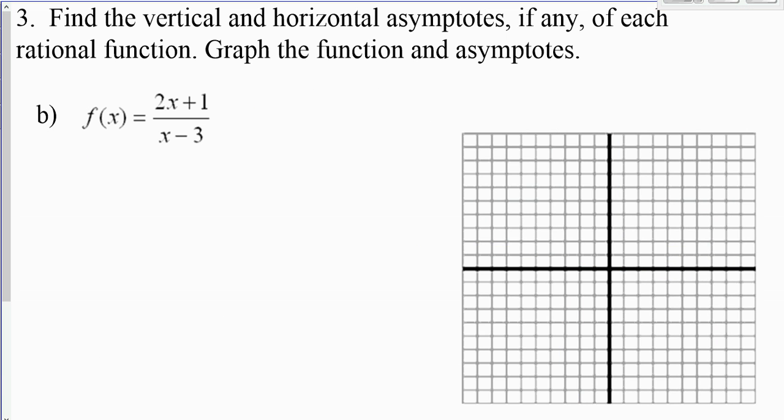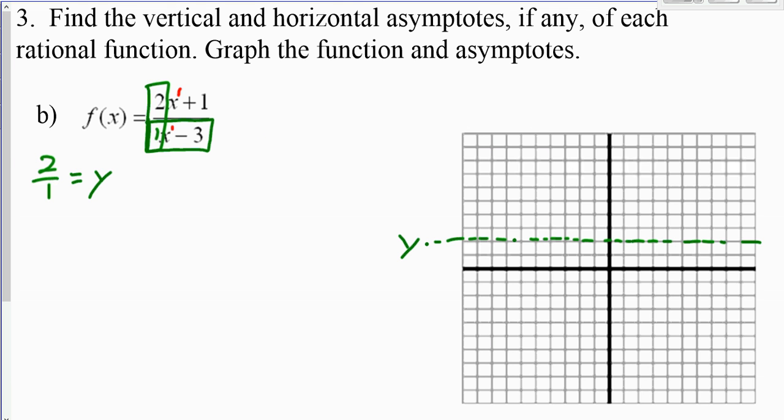Let's look at one more example here. Find the vertical and horizontal asymptote. Notice my degrees here are 1 and 1. So then I look at my coefficients, and I see that my coefficients are 2 over 1 in front of my highest degree terms. So my horizontal asymptote is at y equals 2.